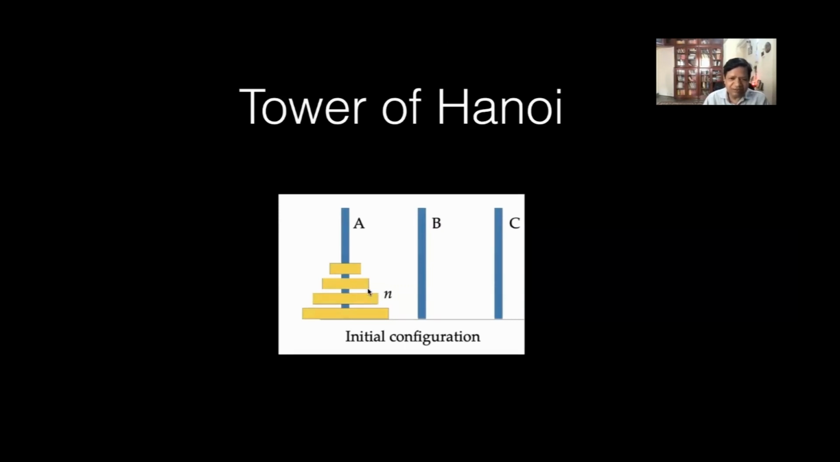Okay, so let me tell the solution. I know how to solve this problem for n discs, so I also can solve it for n minus 1 discs. Right? So I say, well, first transfer n minus 1 discs from A to B. So B is the intermediate peg. So transfer these 3 discs to the intermediate peg.